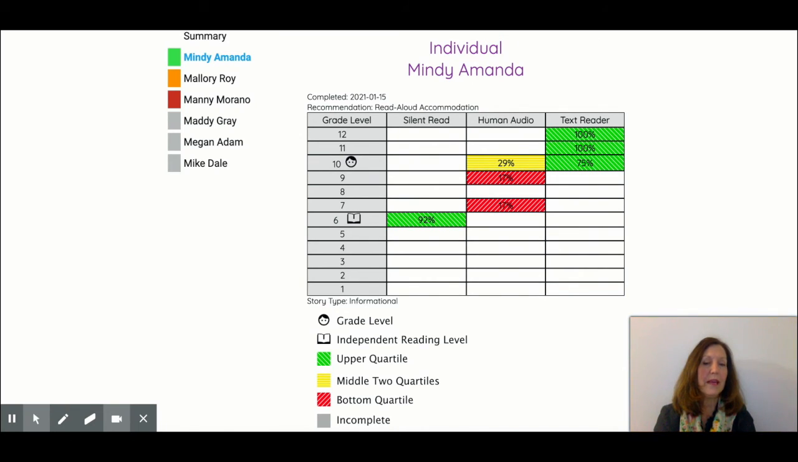From here, we can see that a text reader is really her best reading accommodation. We can also see that a text reader actually makes a 6th grade level difference. She independently reads at 6th grade, but with a text reader, she can comprehend at a 12th grade level. So that's how you read your UPAR data. Every student will look different, but those are the basic components.